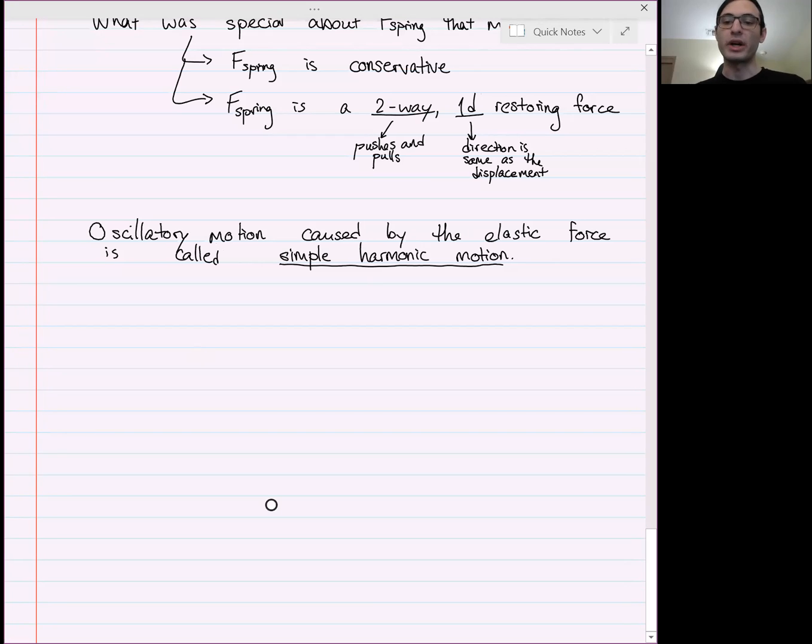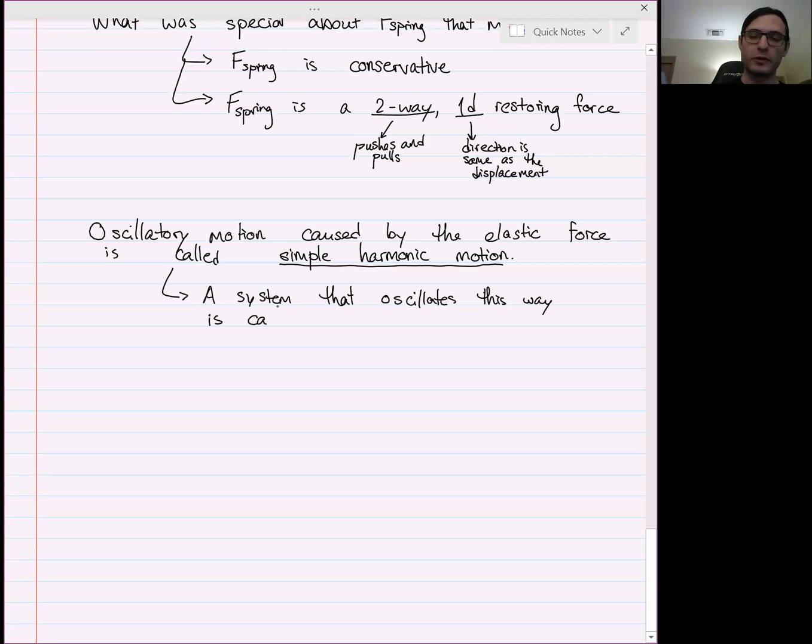Right, so a system that oscillates this way, that undergoes simple harmonic motion, has a name, and it is called a simple harmonic oscillator. Physicists are not the most creative people when it comes to naming things. However, giving it a name like this gives us a nice way to abbreviate it, called an SHO. So I'll be using this abbreviation a lot.